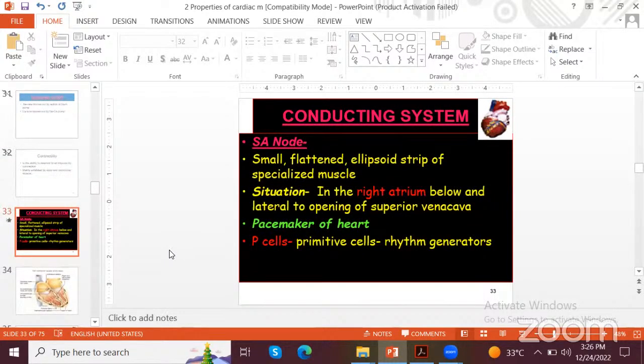Coming to the conducting system, the SA node is a small, flattened, ellipsoid strip of specialized muscle which is situated in the right atrium, near the superior vena cava. It is known as the pacemaker of the heart, which has pace cells, which are primitive cells, which are rhythm generators.